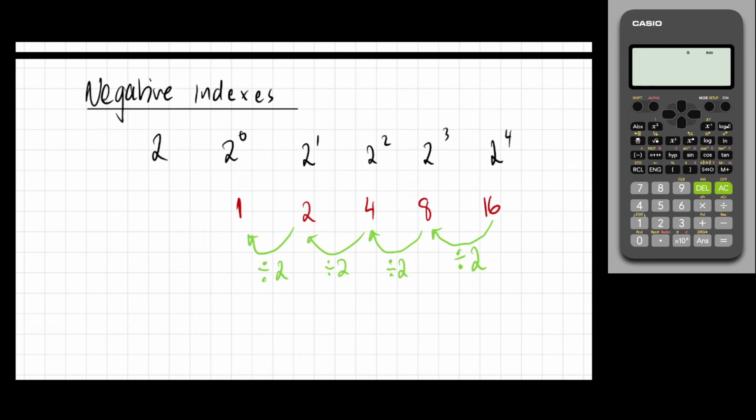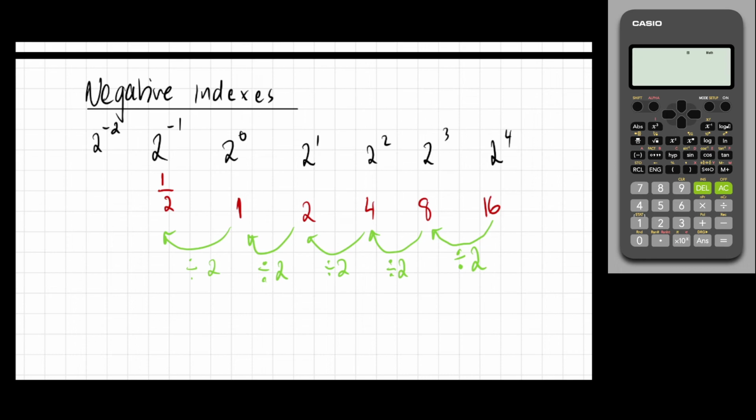So what would sequentially come next in our pattern? Well, 2 to the power of negative 1. So 2 to the 1, 0, negative 1. What happens when I divide 1 by 2? Because remember, we want this pattern to keep going. The pattern's not going to change all of a sudden. It's going to keep going. So dividing 1 by 2, we get a half.